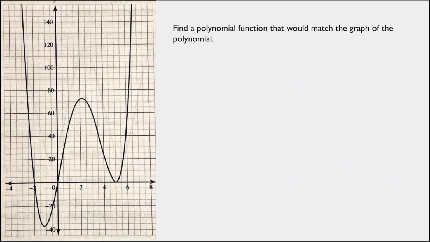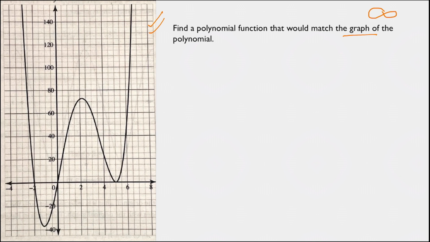The question here says to find a polynomial function that would match the graph of the polynomial that is given right here. Now, what I want you to understand is that there are infinite answers to this. There are infinite correct answers to this one because no one can actually define something without getting the entire view of the graph.